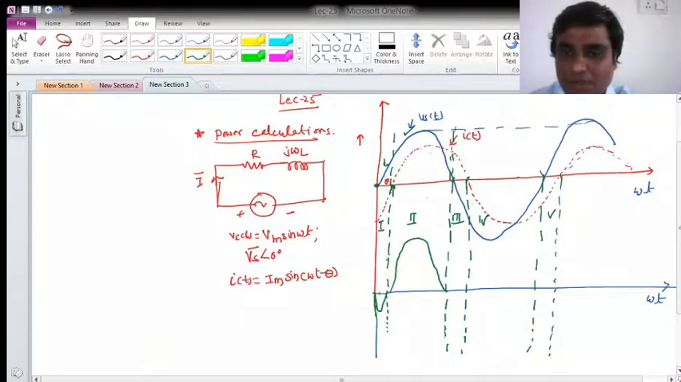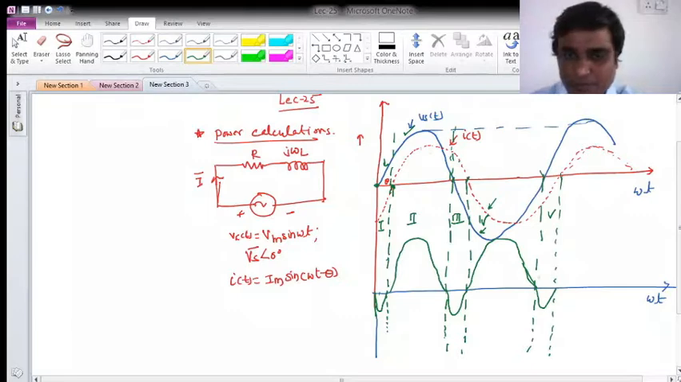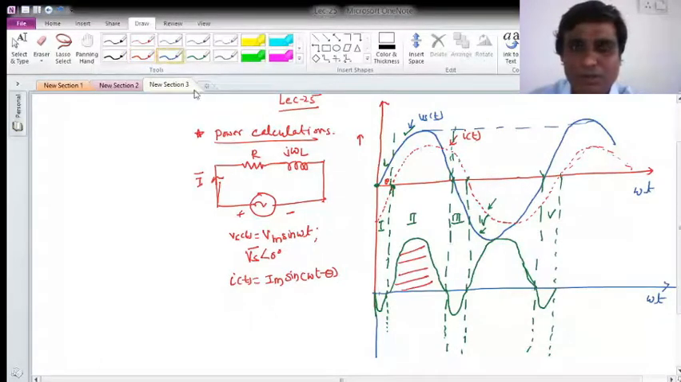After segment 2, in segment 3, my observation is that V of t is negative and I of t positive. So again power is negative here. In segment 4, current is negative as well, and voltage is also negative, so the instantaneous power is positive. And in segment 5, voltage is positive and current is positive, so power is positive. So basically what I observe is that sometimes your power is positive and sometimes your power is negative here.